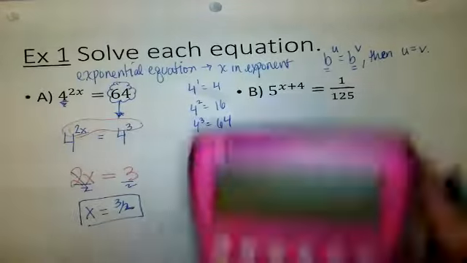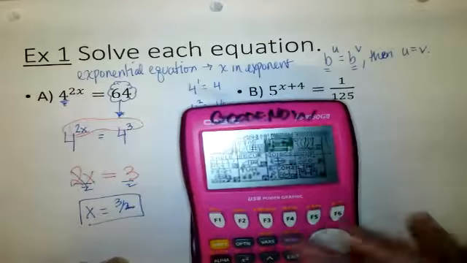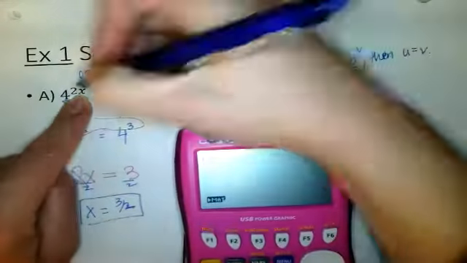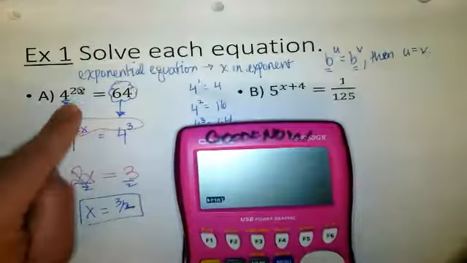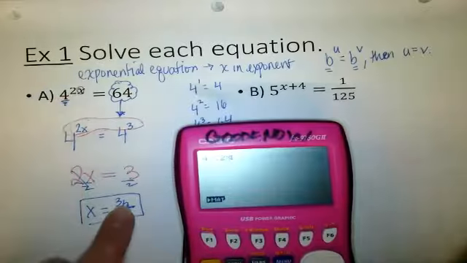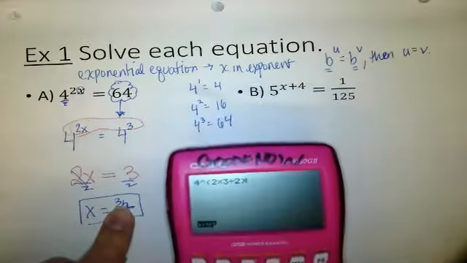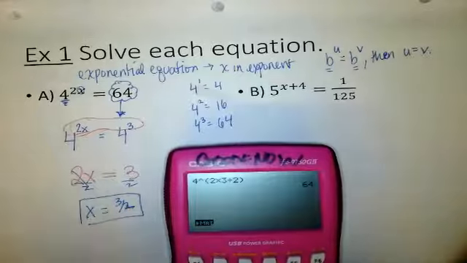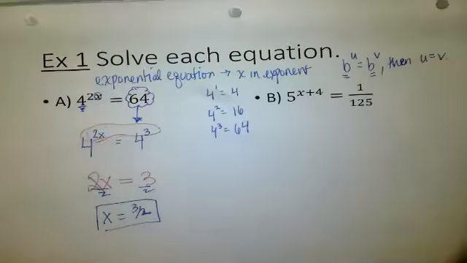I can take that answer and plug it in. So I'm going to take 3 halves and plug it in place of x. So this is 4 to the 2 times, in place of x, I'm putting in 3 over 2. Can you see that? There we go. It's a little better. And I get 64. Hey, it worked. So you can always take your answer and plug it back in to double check.